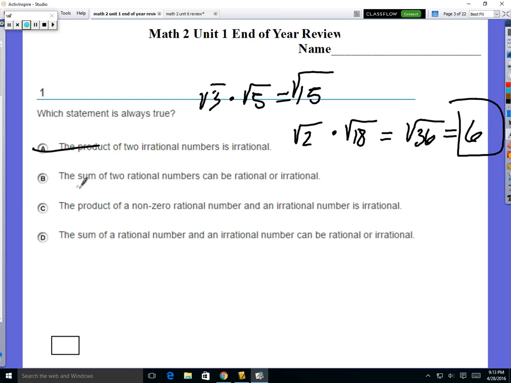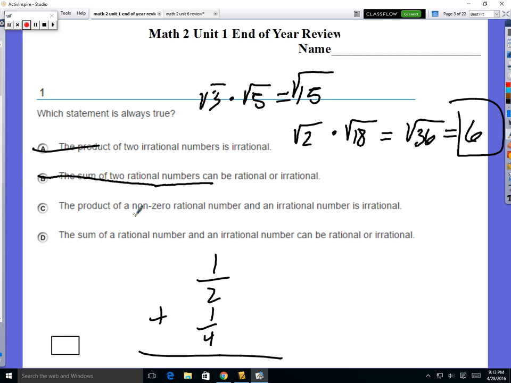B, the sum of 2 rationals can be rational or irrational. So 2 rationals, think of the weirdest rationals. So like 1 half plus 1 fourth. No matter what happens, with addition and subtraction, you always stay in that world. You're never going to turn these nice decimals into these crappy decimals. So that's never true. The only way you can leave the world is with times or divide.